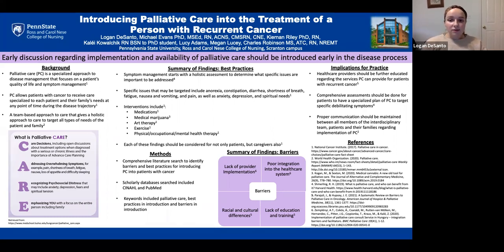So some implications for practice include that healthcare providers should be further educated regarding the services that palliative care can provide for patients with recurrent cancer. Comprehensive assessments should be done for patients to have a specialized plan of care to target specific debilitating symptoms. And proper communication should be maintained between all members of the interdisciplinary team, patients, and their families regarding the implementation of palliative care.